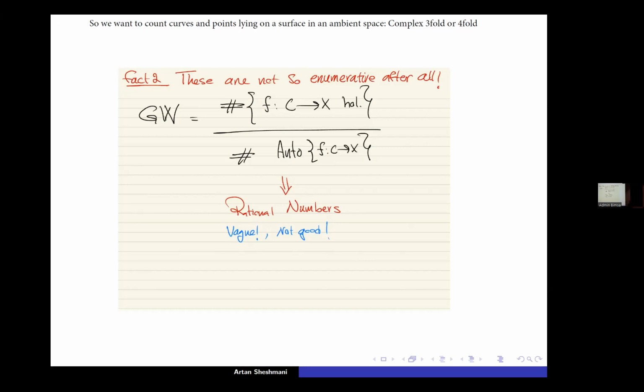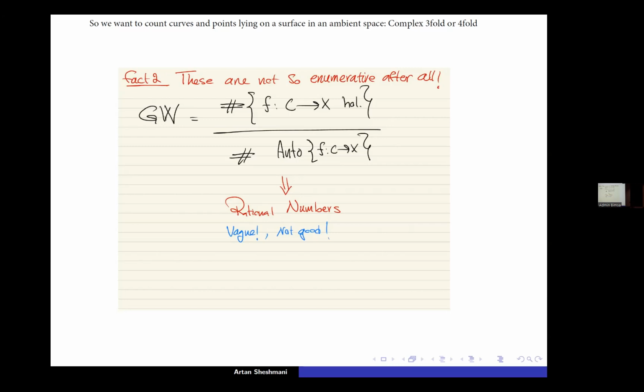Maybe it's one path with 5 automorphic copies, 2 paths with 10 automorphic copies. It's not enumerative. So even if you followed the nose, you calculated infinitely many numbers. These are rational numbers called Gromov-Witten numbers. And these Gromov-Witten numbers are not enumerative. They are not good for string theories. They don't count curves. They don't give you much information.